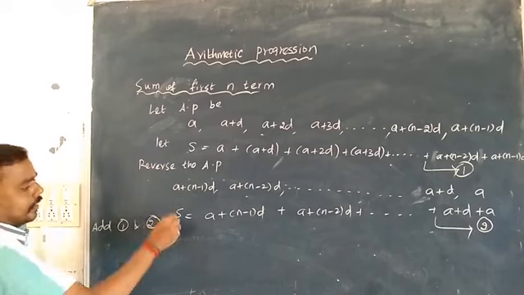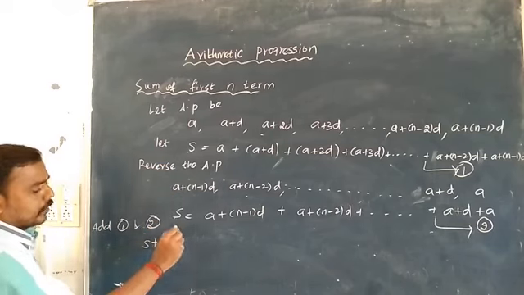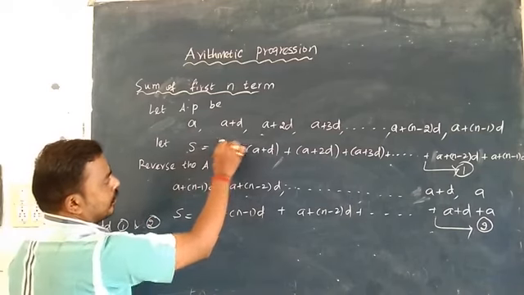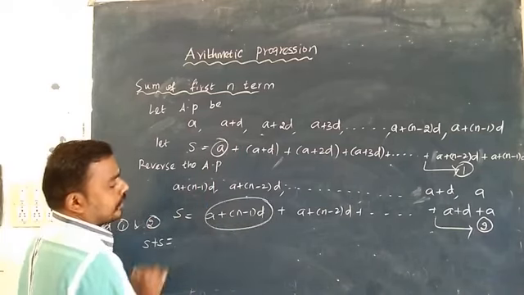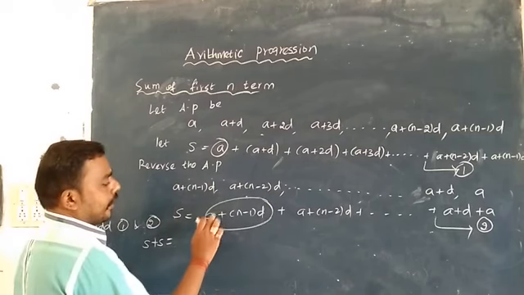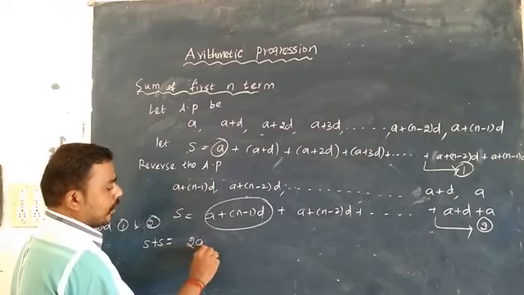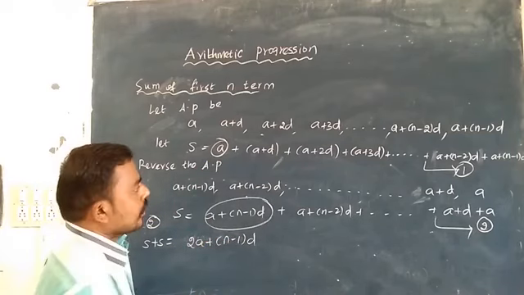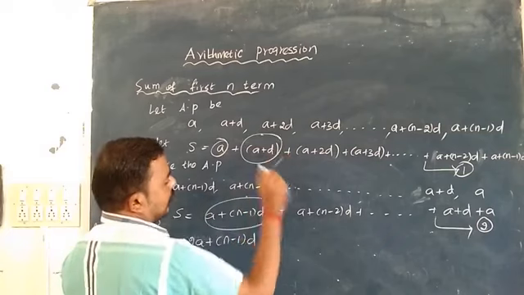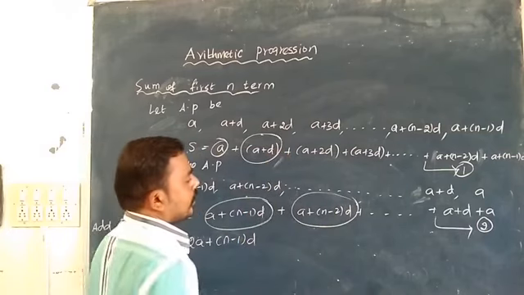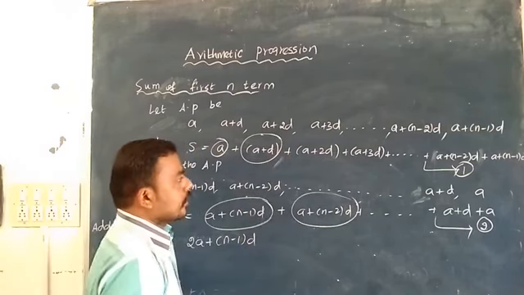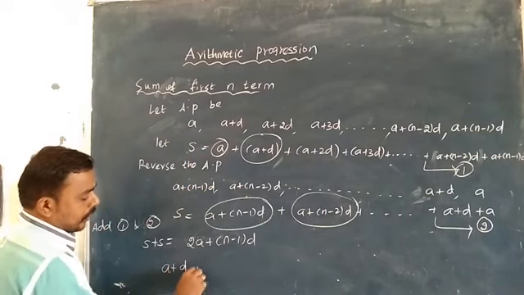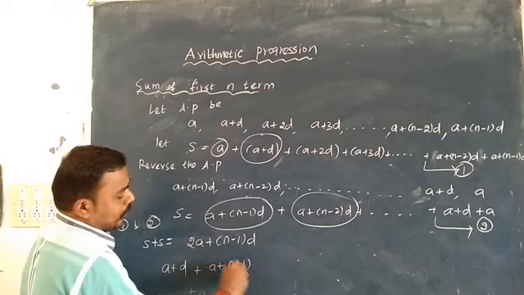So the left side is S and S. S plus S equals our normal addition: A plus (n minus 1) into D. So 2A plus (n minus 1) into D. Next, A plus D, and A plus (n minus 1) into D.